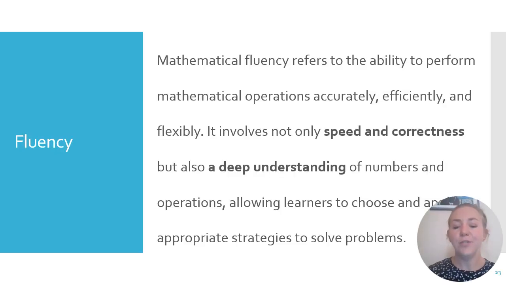So next up is fluency. Fluency is a learner's ability to do operations accurately, efficiently, and flexibly. It is, however, not just the speed and correctness, but also the deep understanding of numbers. It does not only refer to procedural knowledge of learners, but also conceptual knowledge.